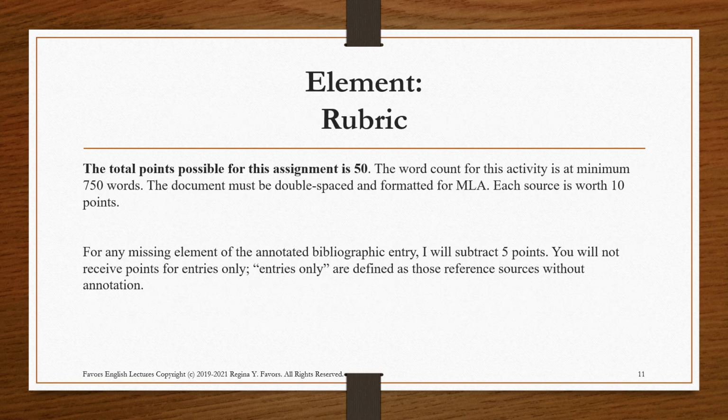So the rubric, the annotated bibliography assignment and the personal statement assignment together total 100 points. So this is 50 points. Each source is worth 10 points. I typically will subtract 5 points if students are missing an element, right? And this gives me an opportunity to see how students basically obey instruction.